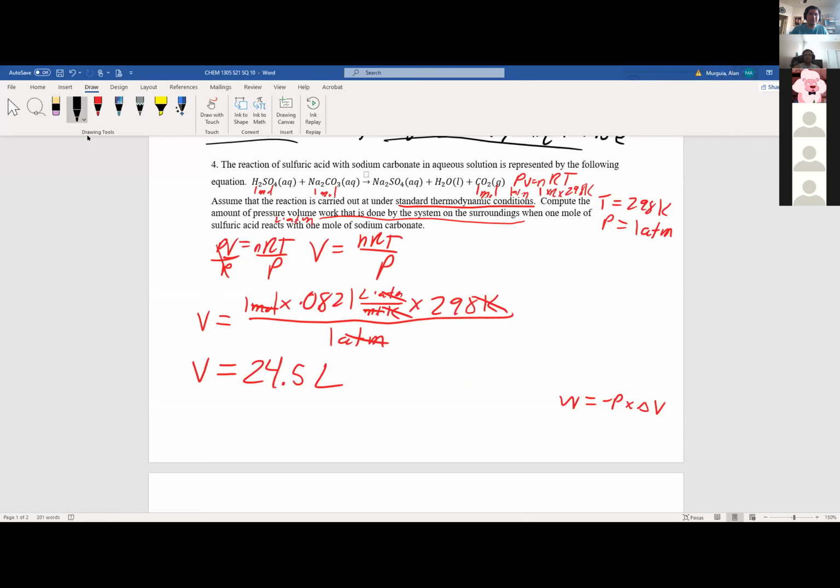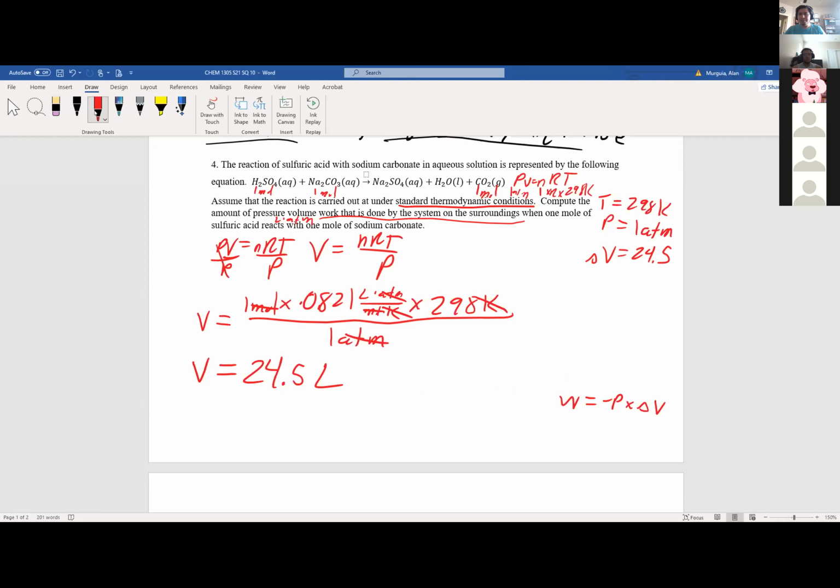So yes, it'll still be the same, because if we had an initial volume of 0 for that carbon dioxide, and then we had a final volume. So remember, it's final minus initial of this 24.5 liters. This is now going to be our change in volume. So let me clean this up now that we have a space. So now we have delta V is equal to 24.5.